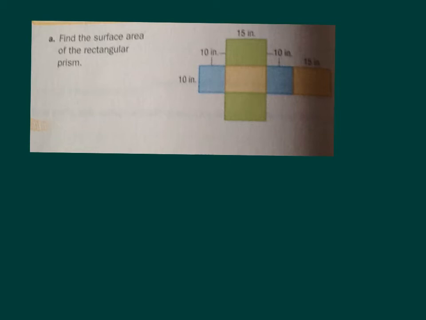So if I find the area, 15 times 10 is 150. So this right in here is 150. Then I want to find my blue square. My blue is 10 by 10. So 10 by 10 is 100. My blue squares are the same. My green squares are the same. Because if you look at it, it makes a box. And each side of a box are the same.